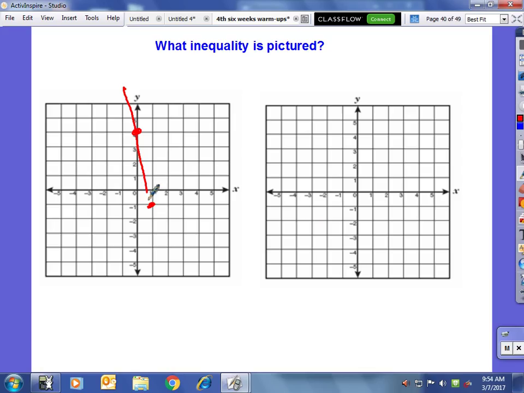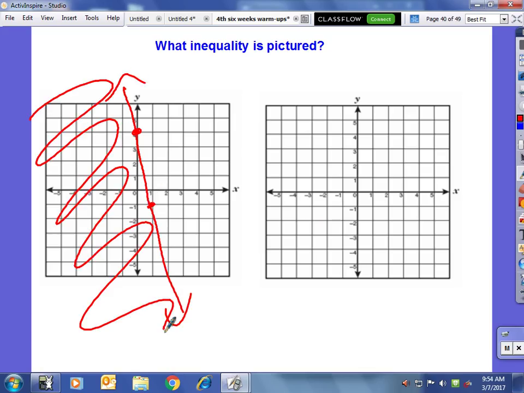Okay, and I'm going to make this one solid. And I'm going to shade here. Now, these can be kind of tricky. Is that above or below?